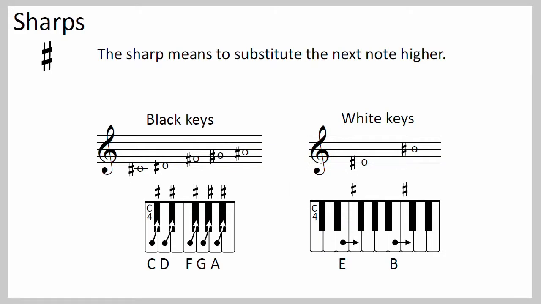A sharp is part of a group of signs called accidentals. A sharp is written on a line or space in front of a note and means to play the next key higher instead of the key written. Sharps mean the same regardless of whether the substitute will be a black key or white key. This is why there are 2 white key sharps, B sharp and E sharp.